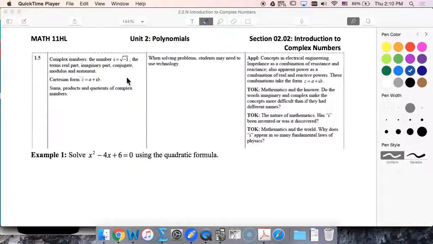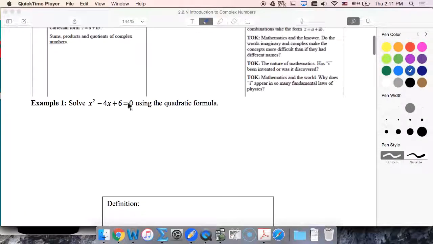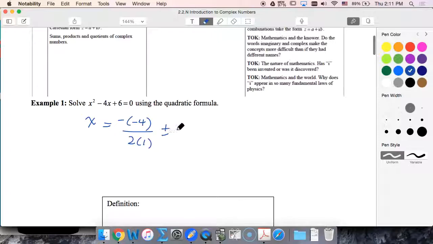We're talking about syllabus topic 1.5, and we're going to introduce the complex numbers. When we look at solving some quadratics, sometimes if we use the quadratic formula, x equals negative b over 2a plus minus root b squared minus 4ac over 2a, notice here I'm going to end up with the square root of negative 8.